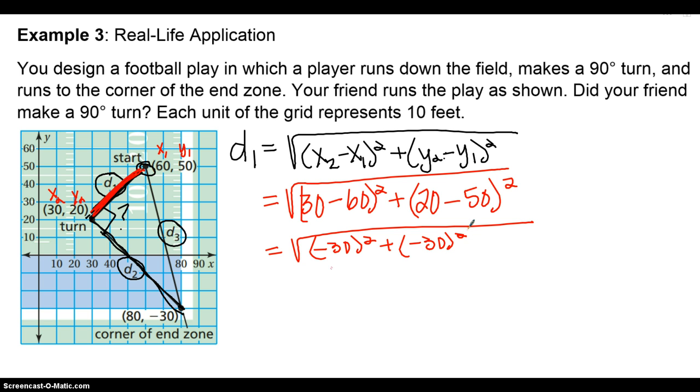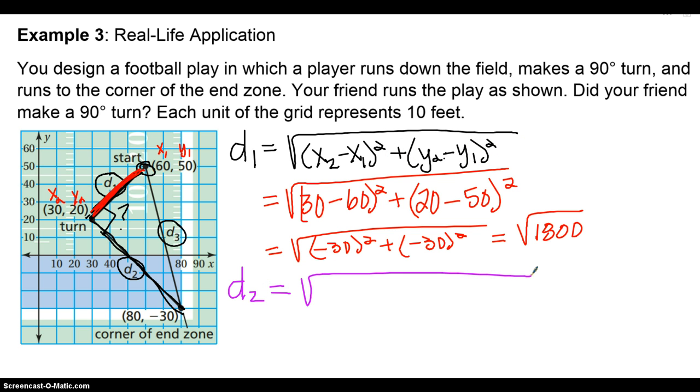So this is equal to the square root of 30 squared plus 30 squared, which is the square root of 1800. I'm going to leave it as the square root of 1800. I'm not going to simplify it anymore because it's not a perfect square. Now I need to find distance 2. It's the same formula up here. I'm not going to rewrite it again just to save space. But I'm finding D2.